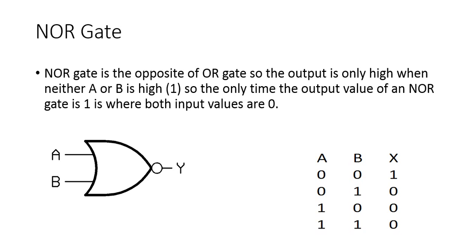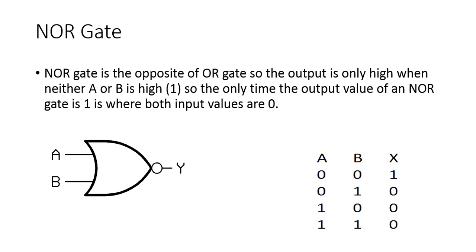So let's get started. The first gate that I'm going to explain is the NOR gate. Now as you can see it's got an N in front of it, so the NOR gate is the opposite of the OR gate, so the output is only high when neither A or B is high, which means 1. So the only time the output value of a NOR gate is 1 is where both input values are 0.